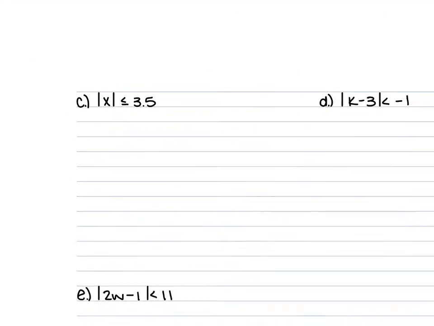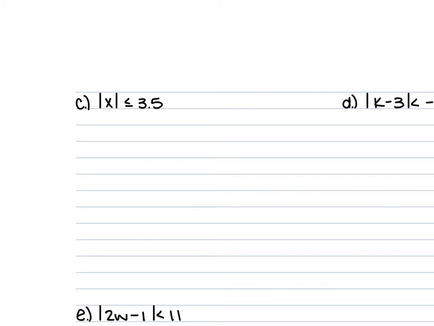For example C, we have the absolute value of x is less than or equal to 3.5. So look and see if this is a possibility. The absolute value of anything is a positive number. Is a positive number ever going to be less than or equal to 3.5? Yes. So turn this into two inequalities. We have x is greater than or equal to negative 3.5, as well as x is less than or equal to 3.5. There's no way to simplify these anymore because x is already by itself.